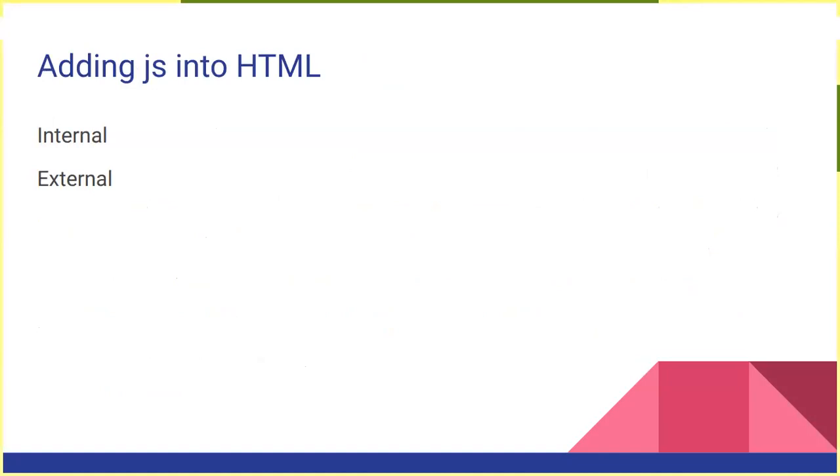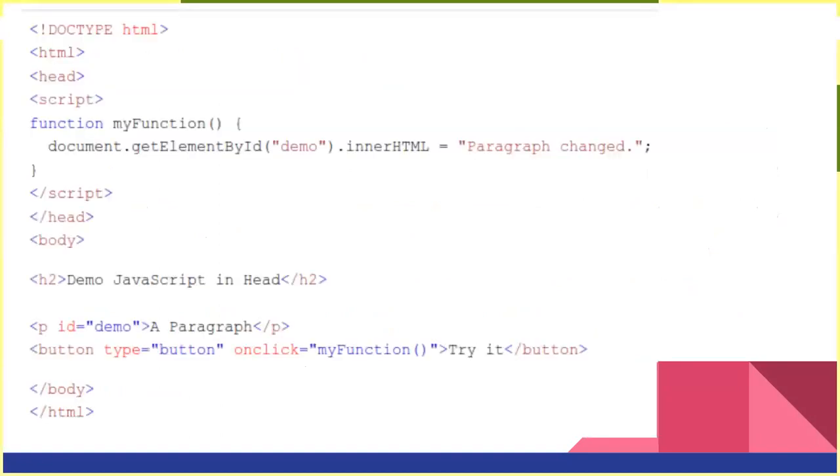There are two ways. The first is internal, and the second is external. What is internal and external? Internal means you can add your JavaScript code within the HTML file internally. Here you can take an example, script with myFunction, which I have added within the head tag. So this script is getting added internally within the HTML file. No other files are used. We are using only one single HTML, and within it we are using script within the head tag.